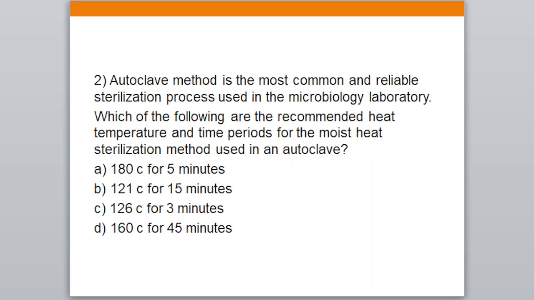Question number 2. Autoclave method is the most common and reliable sterilization process used in the microbiology laboratory. Which of the following are the recommended heat temperature and time period for the moist heat sterilization method used in autoclave? Your options are option A 180 degrees Celsius for 5 minutes, option B 121 degrees Celsius for 15 minutes, option C 126 degrees Celsius for 3 minutes, and option D 160 degrees Celsius for 45 minutes. The correct answer is option B, 121 degrees Celsius for 15 minutes.